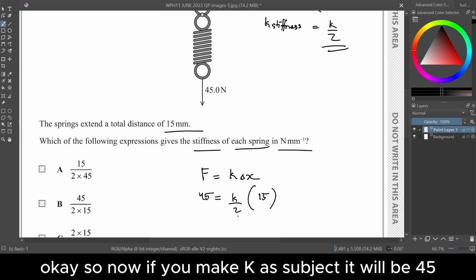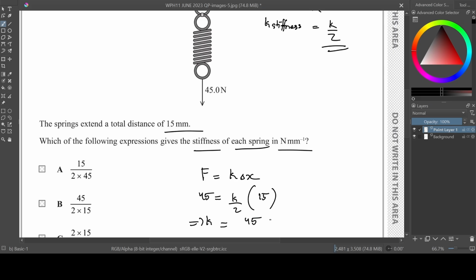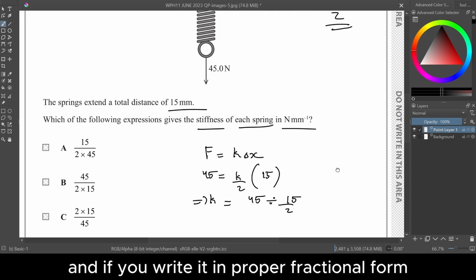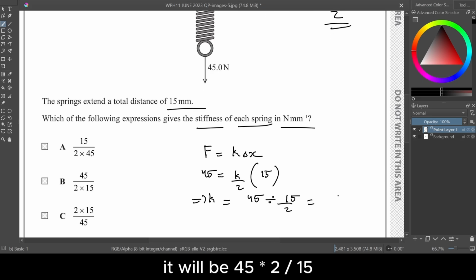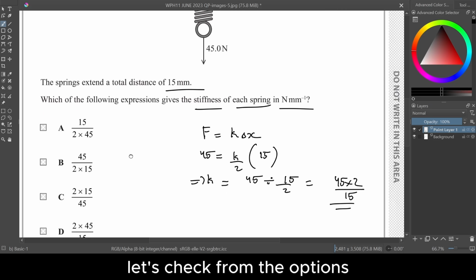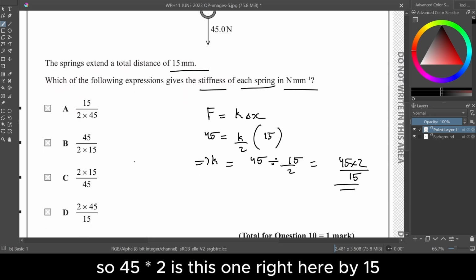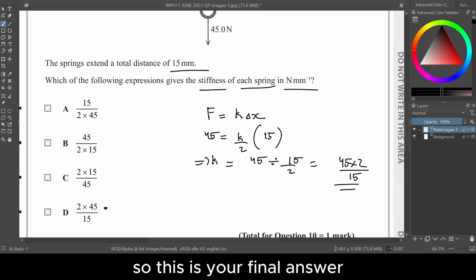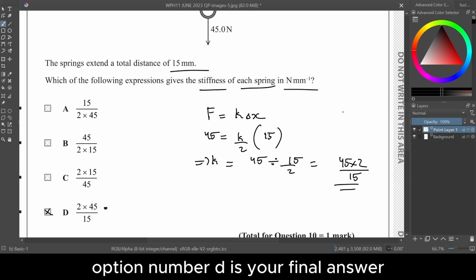So now if you make it the subject, it will be 45 divided by 15 by 2, right? If you write it in proper fractional form, it will be 45 times 2 divided by 15. So this is our expression. Let's check from the options. So 45 times 2 is this one right here by 15. So this is your final answer. Option number D is your final answer.